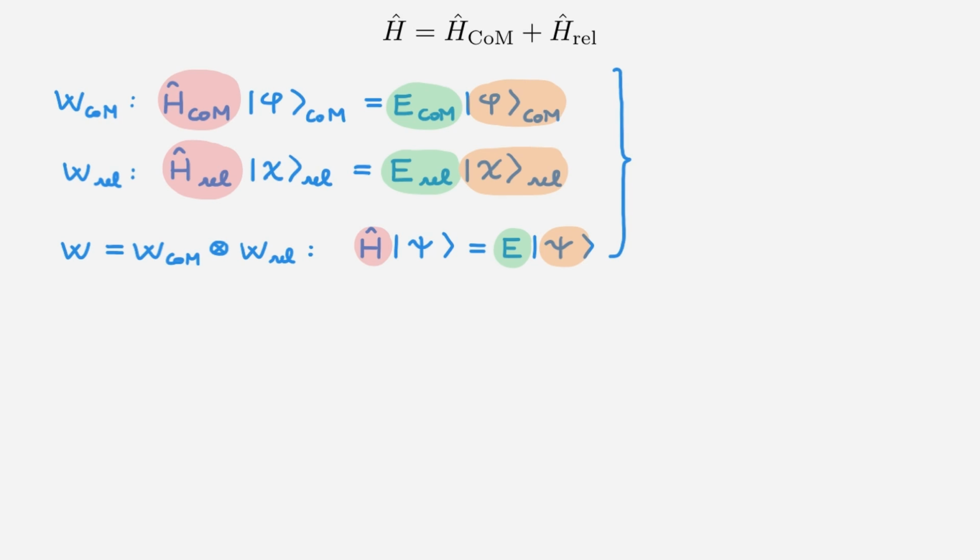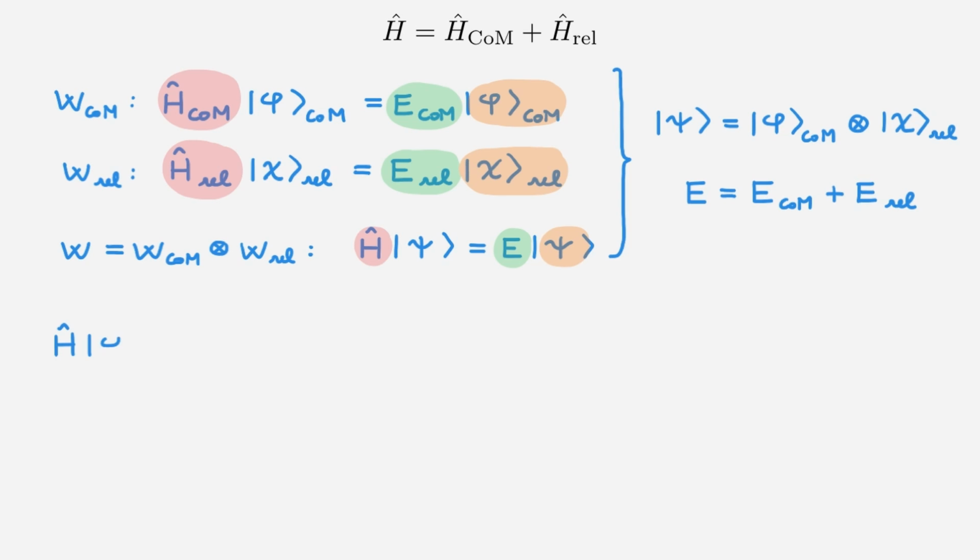In particular, we will show that we can write the eigenstate psi as the tensor product of the eigenstates of the center of mass Hamiltonian and of the relative Hamiltonian, and that we can write the total energy E as the sum of the center of mass energy and the relative energy. To see this, we will first show that the tensor product state is indeed the eigenstate of the full Hamiltonian. We therefore start by writing the full Hamiltonian acting on the tensor product state.